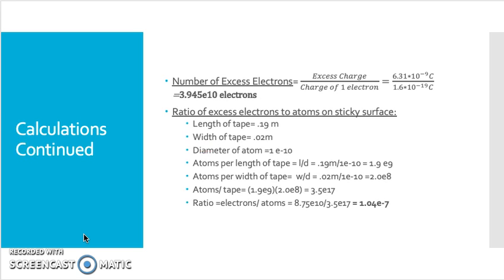Then to solve for the number of excess electrons, we divided the excess charge by the charge of one electron, and this came out to be 3.945 times 10 to the 10 electrons.